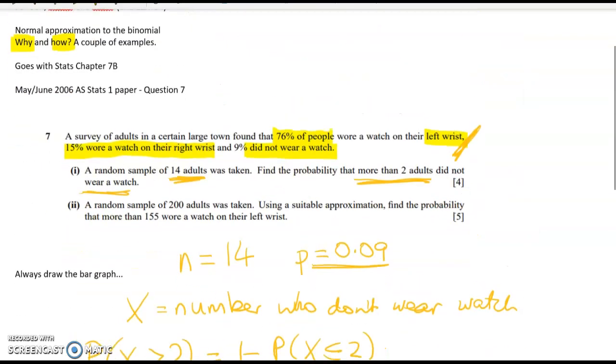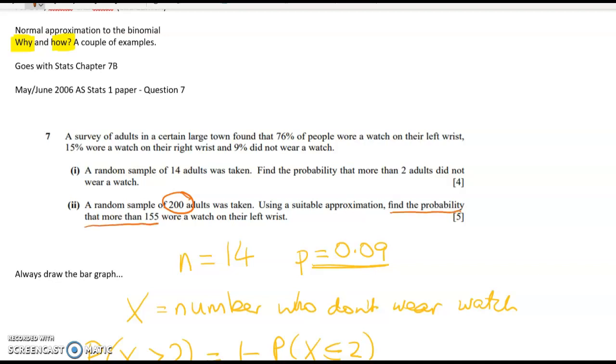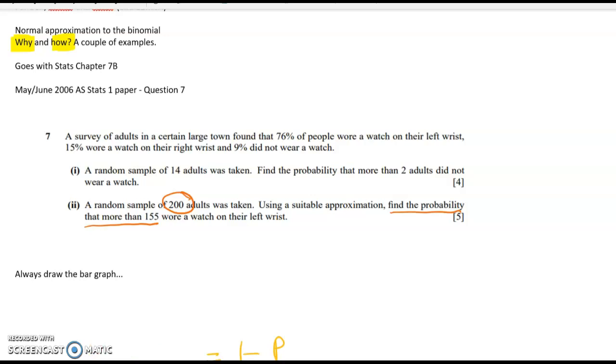Now, where this normal approximation to the binomial comes in is when we get a question like the next one. This time, we're told that we've got a random sample of 200 adults and find the probability that more than 155 wore a watch on their left wrist. So let's just think about why that actually is a binomial problem, first of all. Well, we've got a fixed number of trials, right? We've got n is equal to 200, and we can figure out the probability that any one of them wore a watch on their left wrist.